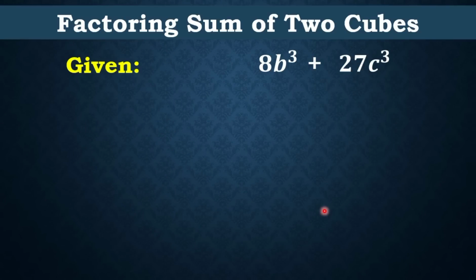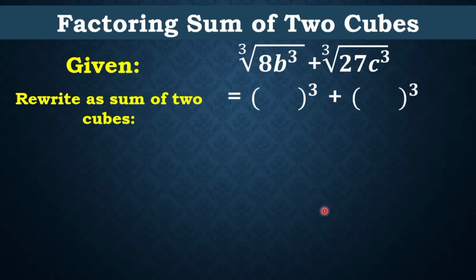So, I have here 8b cubed plus 27c cubed. So, kunin natin ang cube root. Ano ang cube root ni 8? 2. Kasi 2 times 2 is 4. 4 times 2 is 8. And then 3 divide 3, that is 1. Kaya this is b na lang. Next, what is the cube root of 27? 3. Because 3 times 3 is 9. 9 times 3 is 27. And then yung c natin, 3 divide 3, that is 1 na lang. So, this is only c na lang.